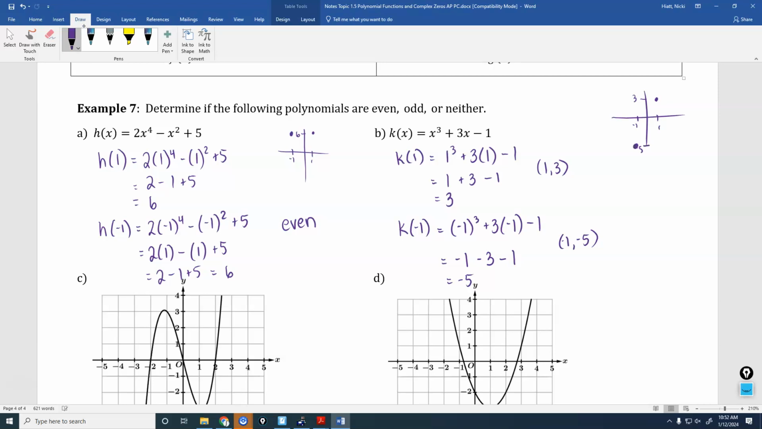So I've got this. Now, in this particular case, I don't get the same number, and I don't get the opposite number either, right? So this would be neither.